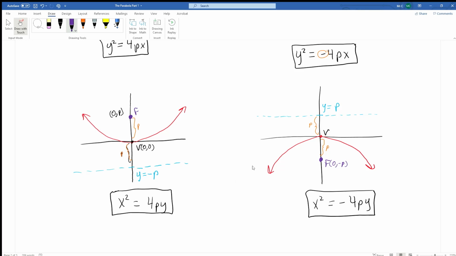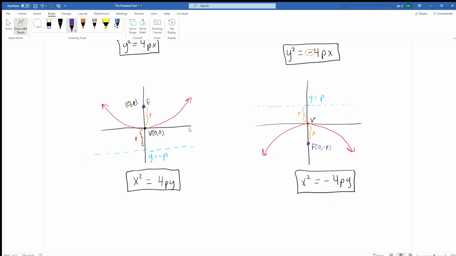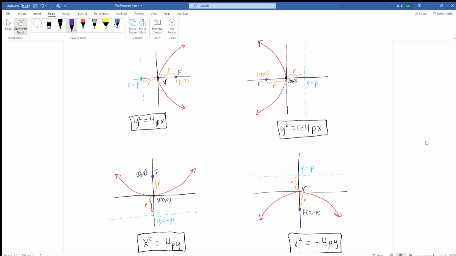So when I think about these equations, I try to remember a few key principles. I remember this format of the 4p times x or y, and I think that if it's x squared, I'm facing up and down. If it's y squared, I'm facing right or left. And if it's negative, I face in the negative direction. So in the case of a parabola facing right or left, the negative direction is of course left. In the case of a parabola facing up or down, the negative would be down.